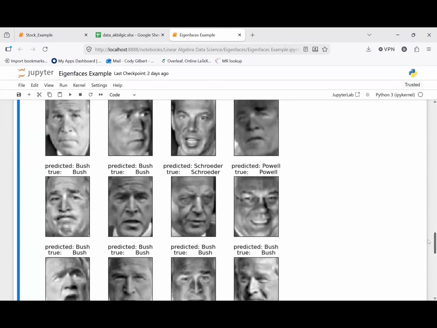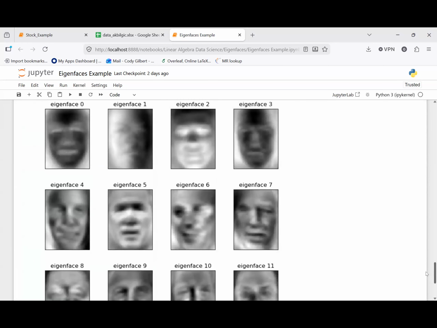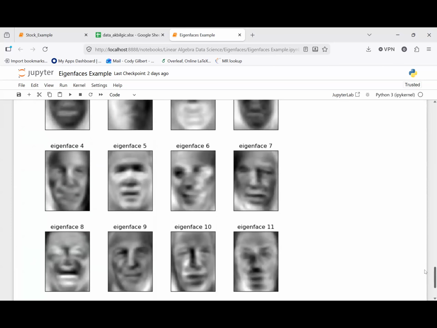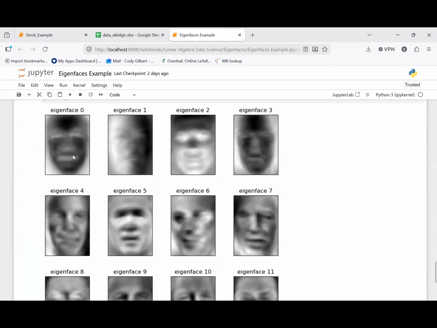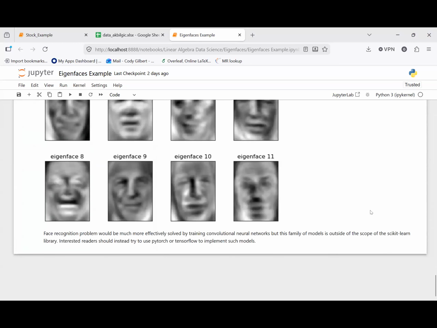But yeah, this is kind of the idea of what's going on. It's guessing on these faces based on these kind of spooky images here. I don't know how many eigenvectors were used necessarily, but instead of thousands of eigenvectors, they're using maybe 100 or 200 here, and from that they're able to tell which person is which. That's the main idea.